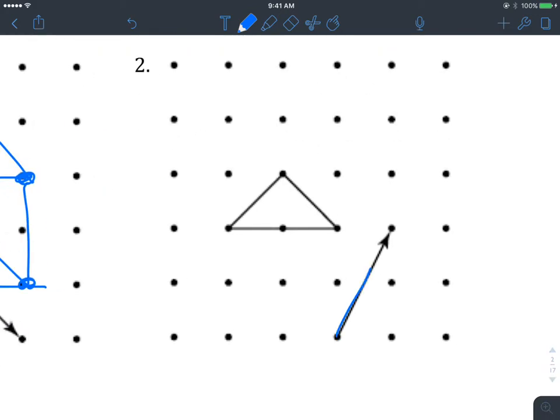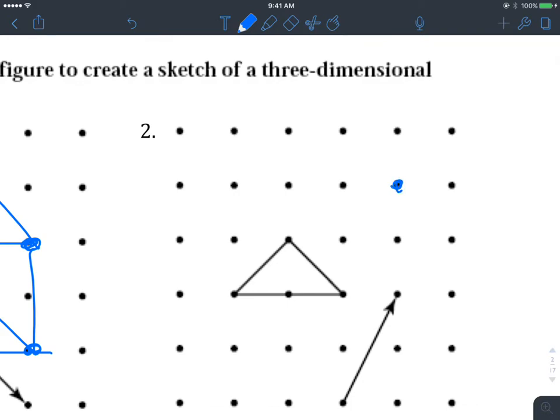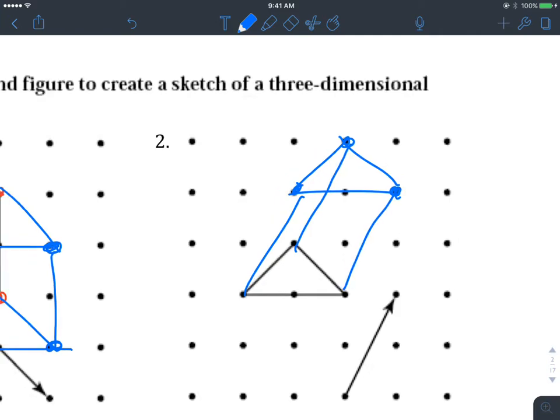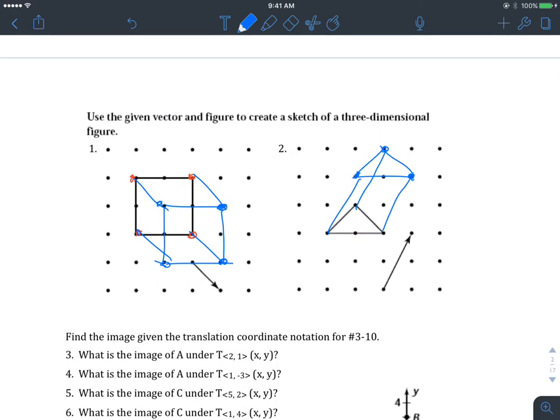So this right here, this notation says go up 2 and then over to the right 1. So I'm going to do that with each of these points right here. And then you got this triangle going on right there, and then I guess if you connect all your points, you got what looks like a triangular prism.